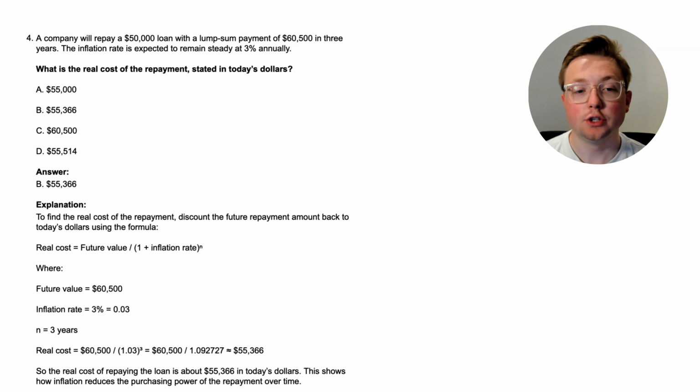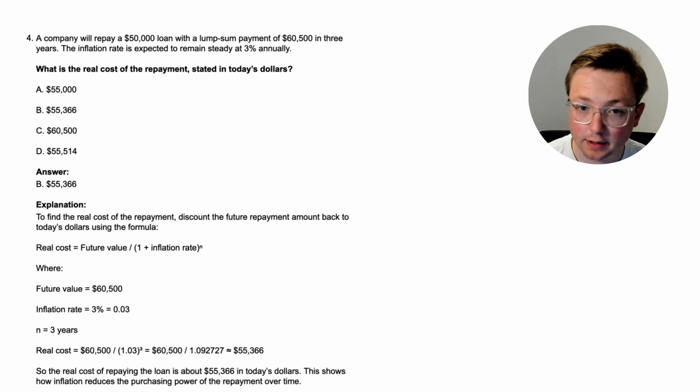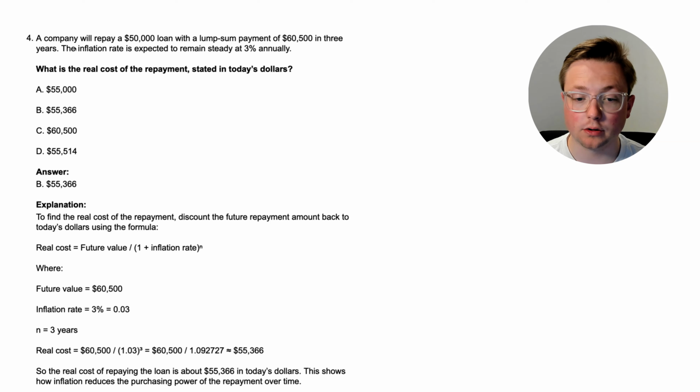So let's go through this. To find the real cost of the repayment, discount the future repayment amount back to today's dollars using the following formula. So the real cost is the future value, so the $60,500, divided by 1 plus the inflation rate, all to the power of n, and in this case, n is the years. So again, $60,500 is the future value, the inflation rate is 3% or 0.03, and the n is the amount of years or the amount of time, so 3 years.